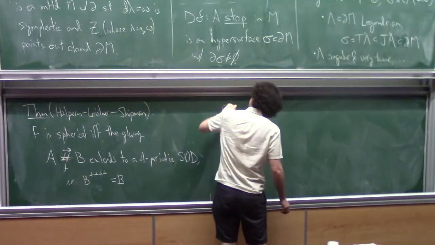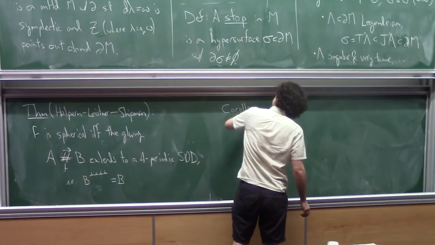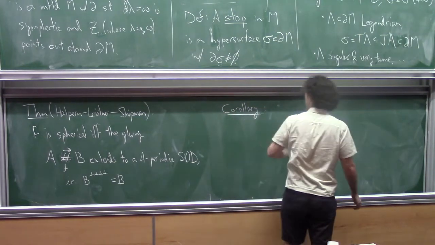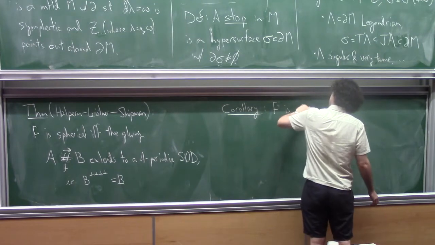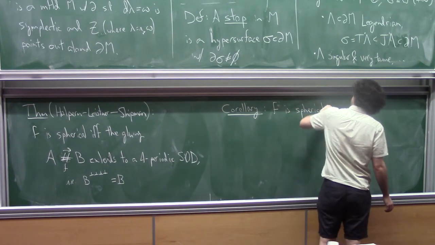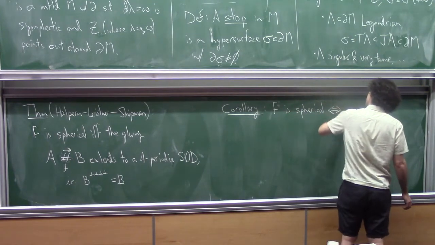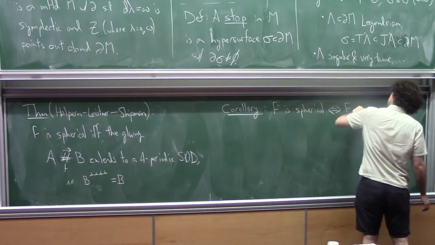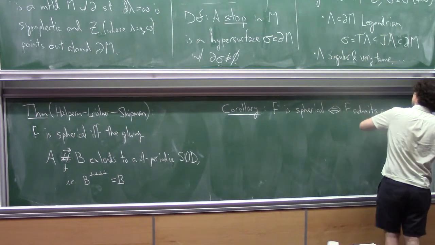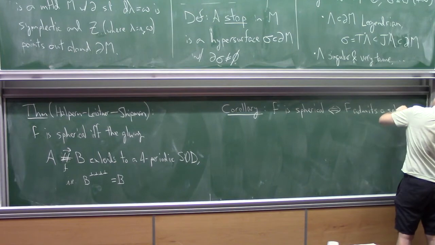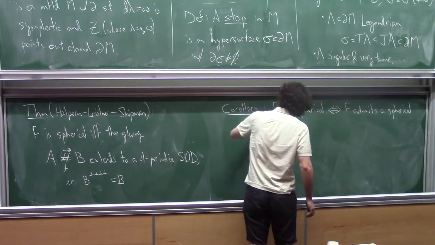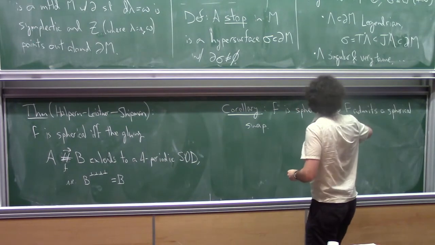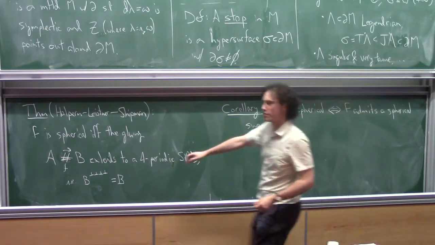Okay. So the corollary: f is spherical if and only if f admits a spherical swap. It's easy to see that if f admits a spherical swap, then this must be the case.